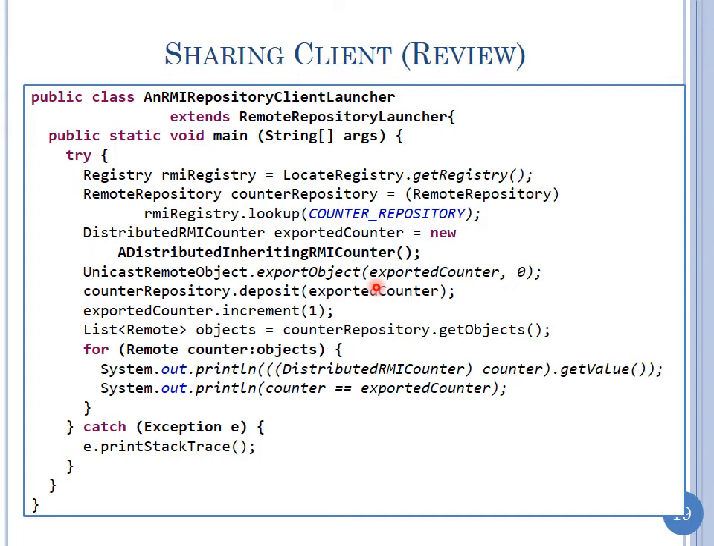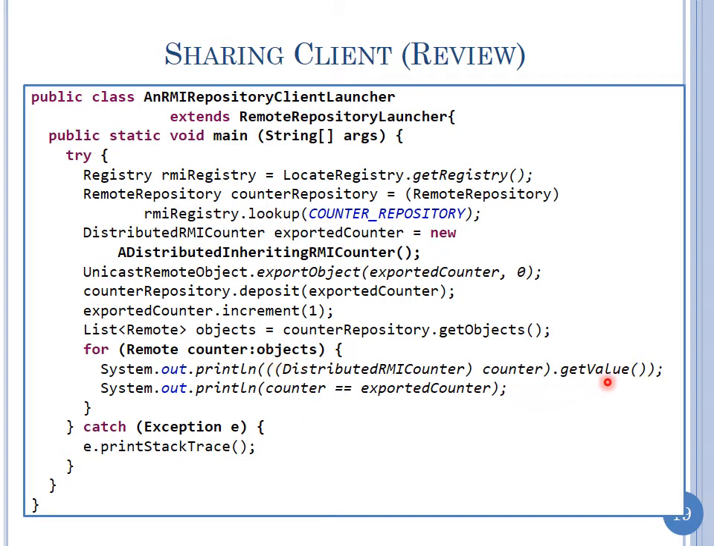So a client goes and creates a counter, deposits it, increments it, and then goes and gets all the objects in the repository, prints out their value, and sees whether any one of these objects is its object. Okay, and when the value or the object ID? So it's going and checking the object. So it's trying to use equals. If it did get value, that would work for sure. But then we don't know whether it was its object or somebody else's object. So it's trying to figure out whether it was its object.